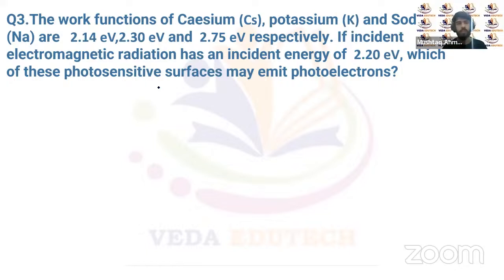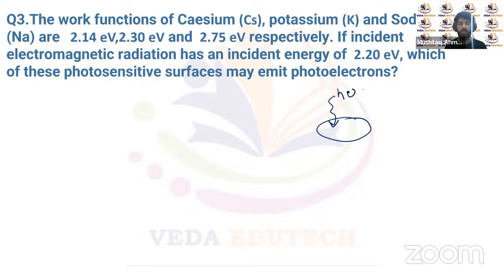Let's move on to question number 3. Question number 3 says that the work functions of cesium, potassium, and sodium are given as 2.14 electron volt, 2.30 electron volt, and 2.75 electron volt, respectively, right? If incident electromagnetic radiation has an incident energy of 2.20 electron volt, which of these photosensitive surfaces may emit photoelectrons, right? So this is the photosensitive surface, and we know that the minimum energy required to have the photoelectric effect should be at least equal to the work function of this metal surface, right?